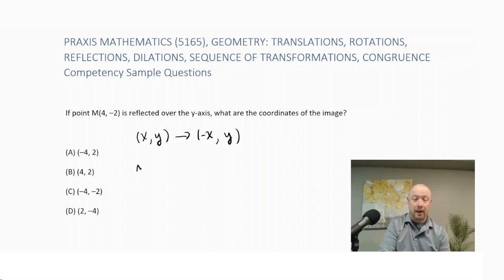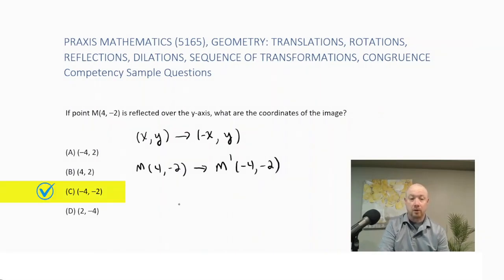So if we had M (4, -2), our new point would be M prime, take the opposite of x, so we get -4, and y stays the same, -2. So the correct answer would be C.